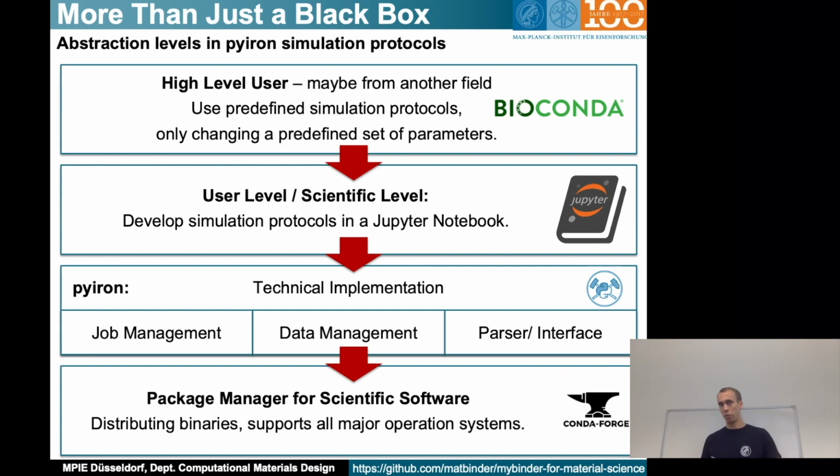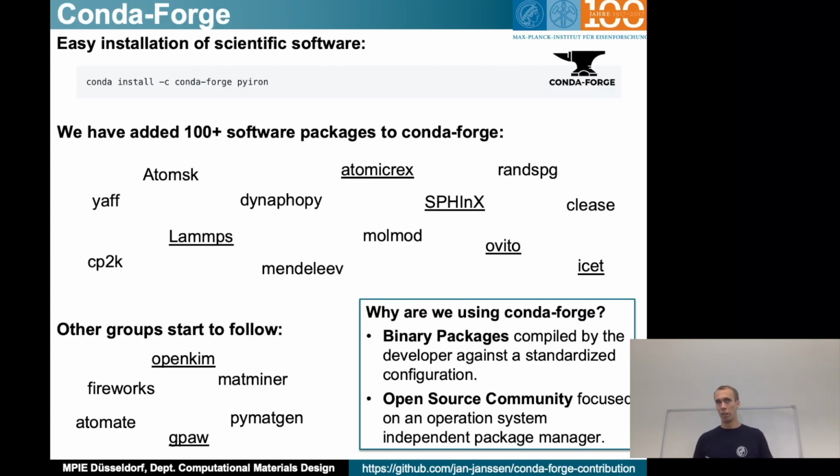And then we use Conda, which is one package manager to distribute all the software. Just to briefly show this, Conda allows you, with just one line, to install any kind of package. You can do it for pyiron. What we did as part of this community project is also bringing a lot of codes from the materials science community to this, right? So we have LAMMPS in there, we have atomicrex, which is a potential fitting code, CP2K, Quantum ESPRESSO, ABINIT, SIESTA, cluster expansion codes like ICET and CLEASE. We have OpenKIM in there, GPAW, pymatgen. So there is quite a wide range of packages that can all be installed in the same way.